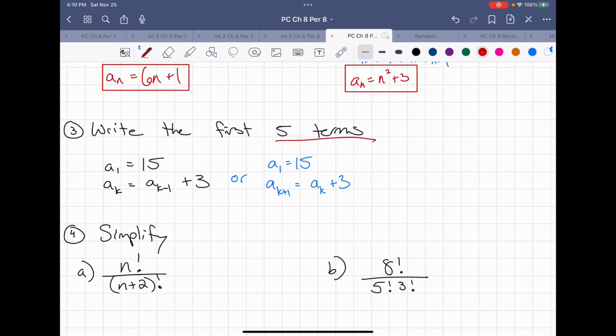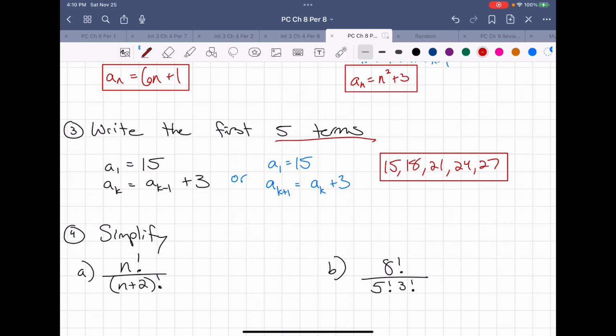We just want the first 5 terms. So 15, comma. And then it says, take that number you just wrote down and add 3. 18. Take that new number you just wrote down and add 3. 21. Take that new number and add 3. Add 3. These are the first 5 terms from that recursive sequence.